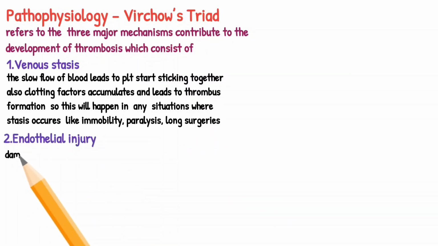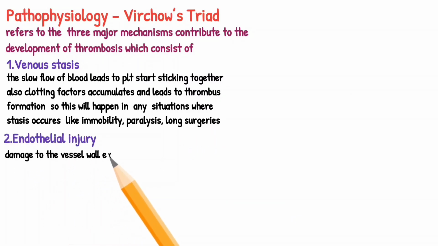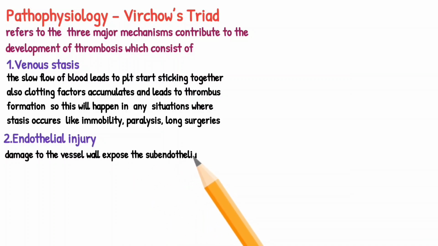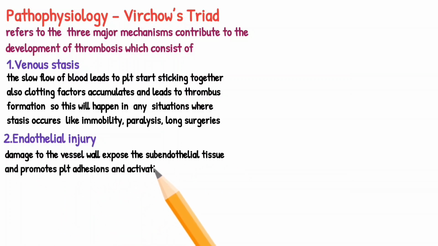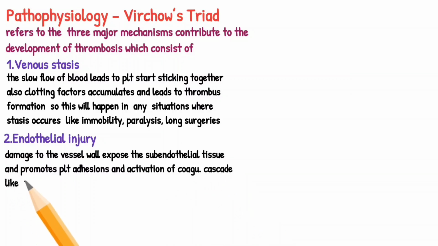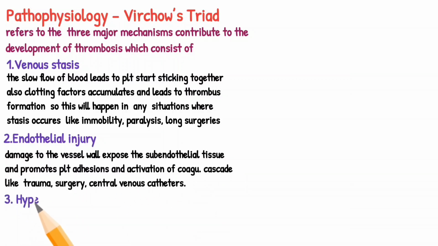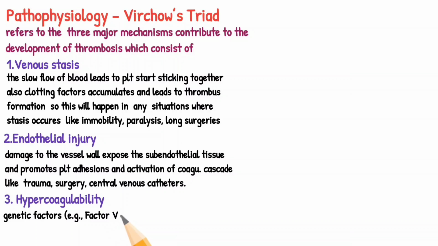Second one is endothelial injury, which is damage to the vessel wall that exposes the subendothelial tissue and promotes platelet adhesion and activation of the coagulation cascade, like in case of trauma, surgery, or central venous catheter. The third one is hypercoagulability, which can be due to genetic factors like factor V Leiden or secondary to malignancy, pregnancy, or hormonal therapy.